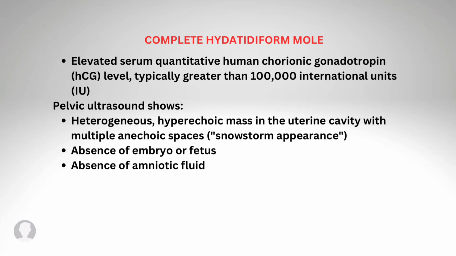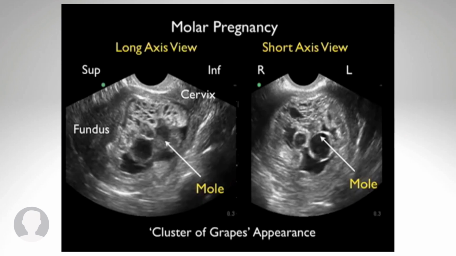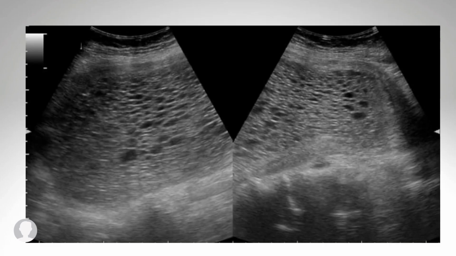As I have already mentioned, the HCG level is more than 100,000 international units, and the pelvic ultrasound will show snowstorm appearance in the uterine cavity, an absence of amniotic fluid, and absence of embryo and or fetus. You can see in this image cluster of grapes appearance on transvaginal ultrasound, and in this image snowstorm appearance.